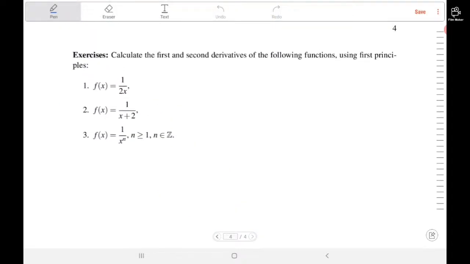So now I will leave you with a few exercises. I've got a few functions that are similar to the function 1 divided by x with some slight adjustments, and I'd like you to calculate the first and second derivatives of each of them using first principles.